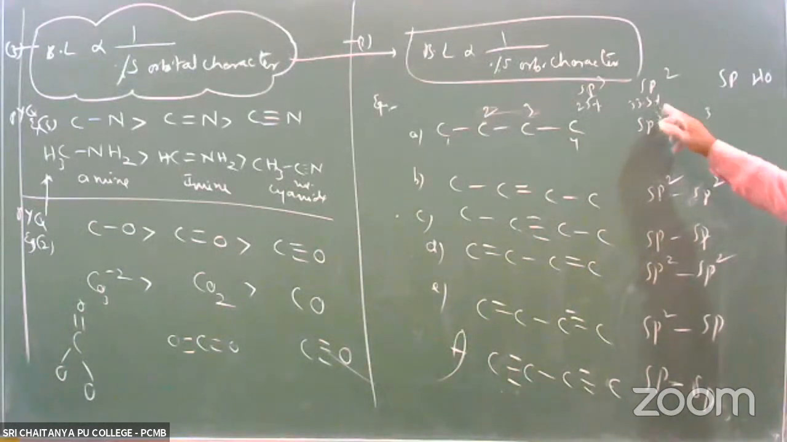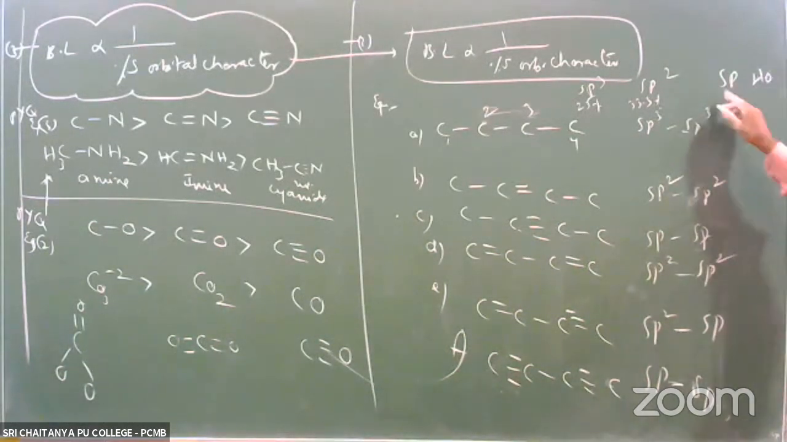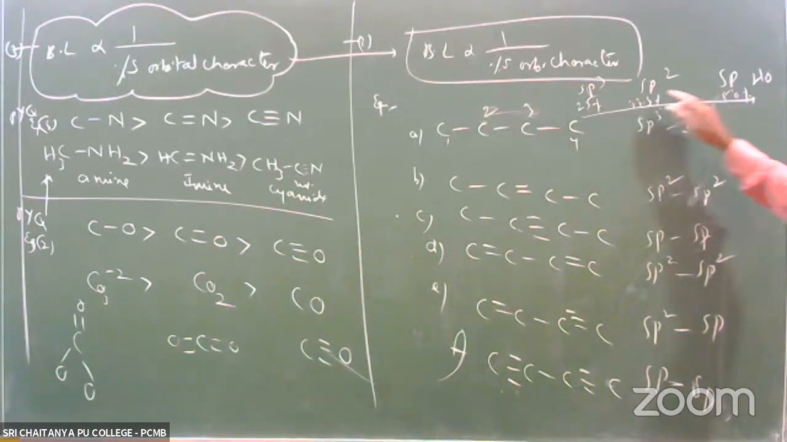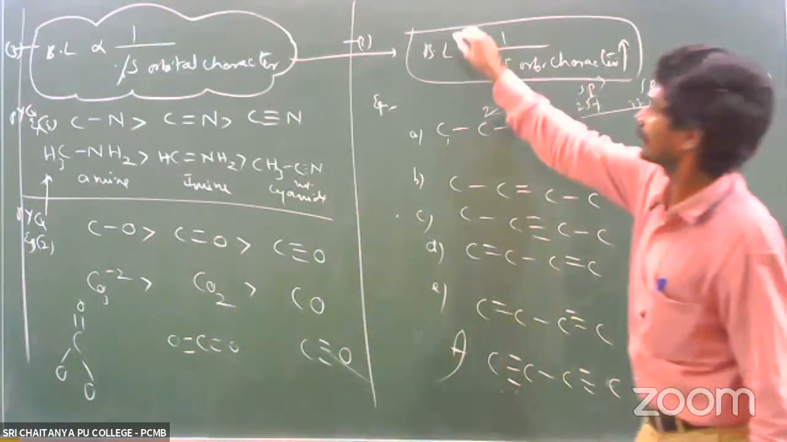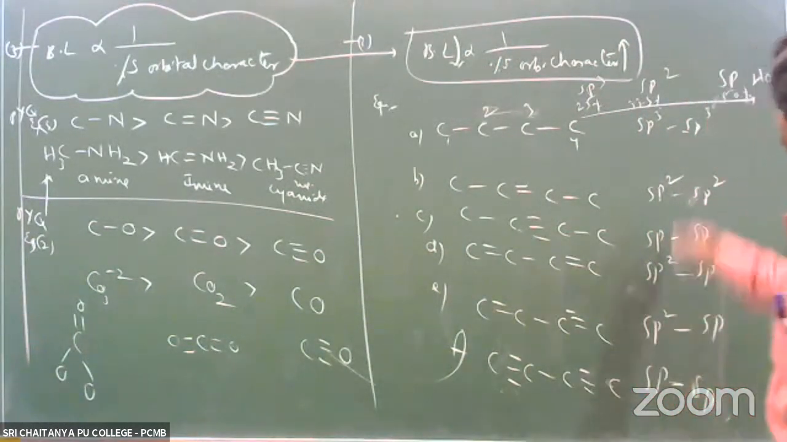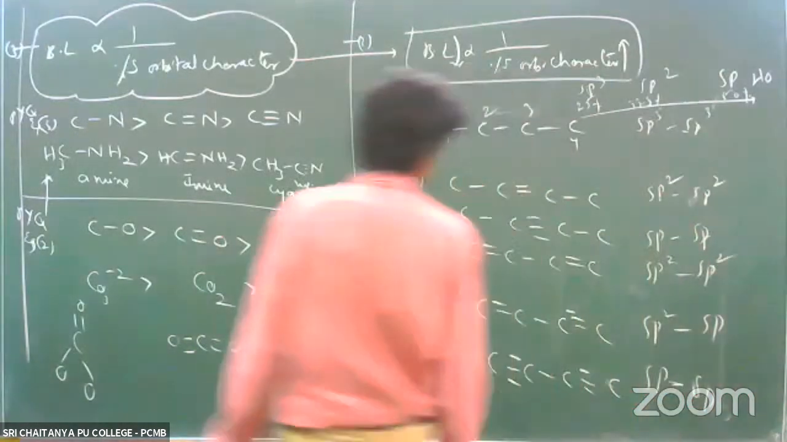Next here, sp 1:1, that is 50%, 50%. So s orbital is 50%, right? So as s orbital character increases, bond length decreases. Now, what is the order here?